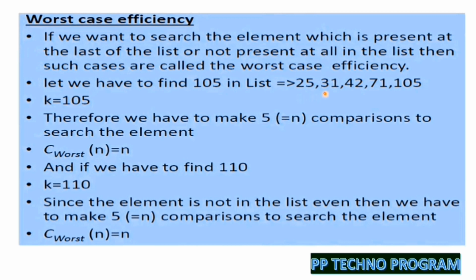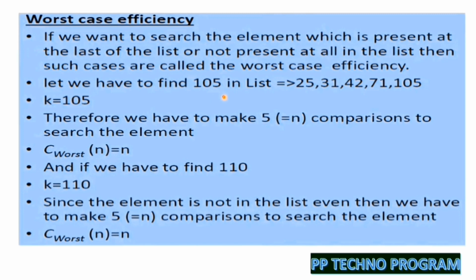So after that we compare 31, not found. So we compare each and every element in the list up to the last element. So we have to find 105 at the last location of the list, which requires the longest, maximum time. So how many comparisons are done? This requires 1, 2, 3, 4, 5. That means 5 elements, that means n elements and n comparisons. So it is called the worst case. It requires maximum time to find the element.